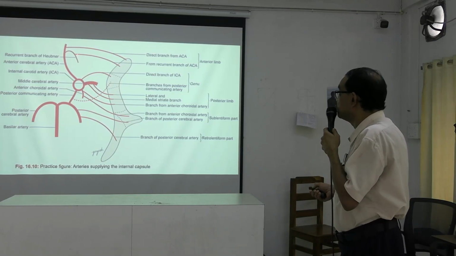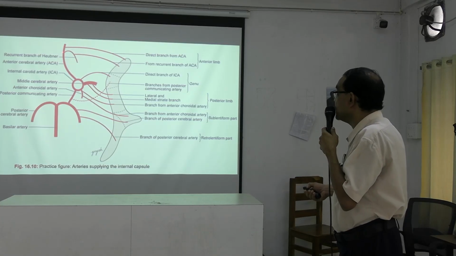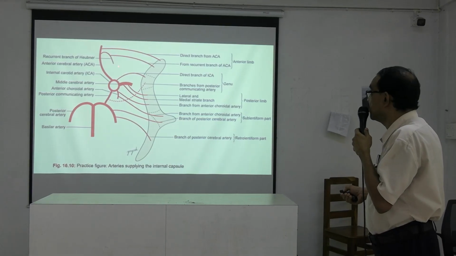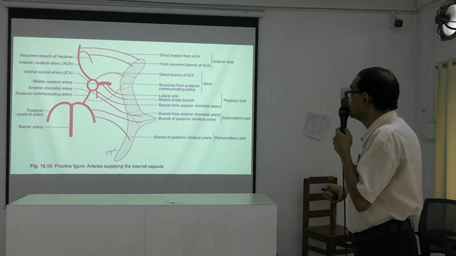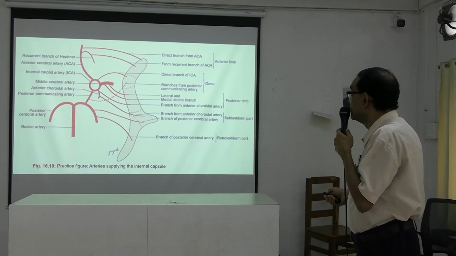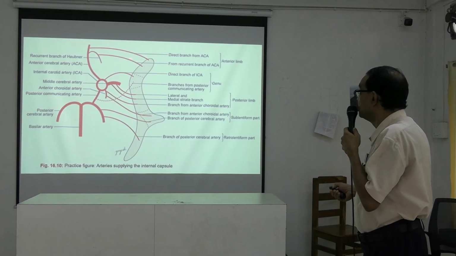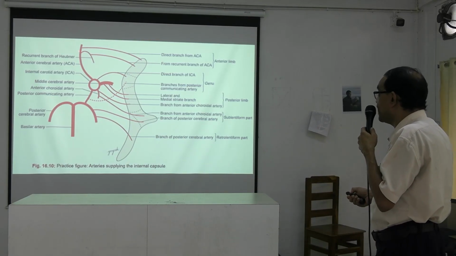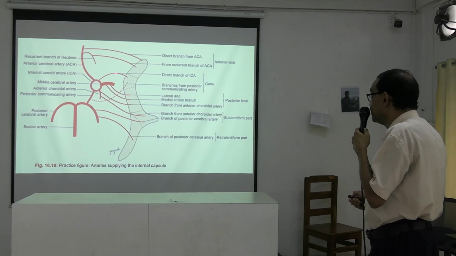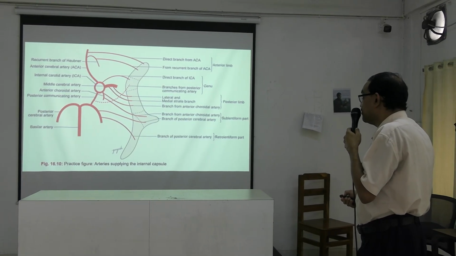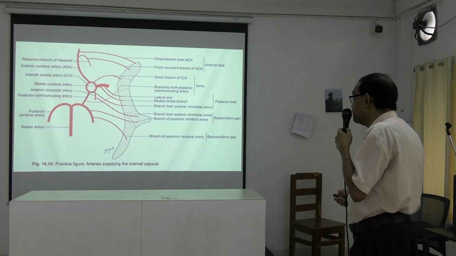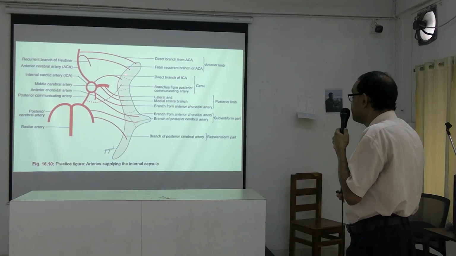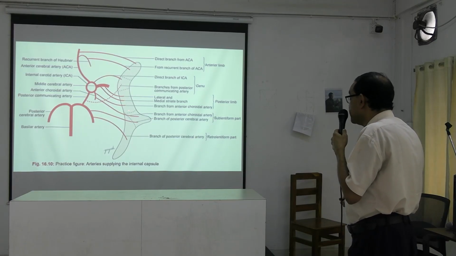This internal capsule is supplied by these arteries. This anterior limb is mostly supplied by the anterior cerebral artery, and also one artery is very important, which is called Heubner's artery, which supplies this area. So, this is very important. This supplies the anterior limb. Now, the genu is also supplied by the anterior cerebral directly from the internal carotid artery and also from the middle cerebral. So, this is the supply to the genu.